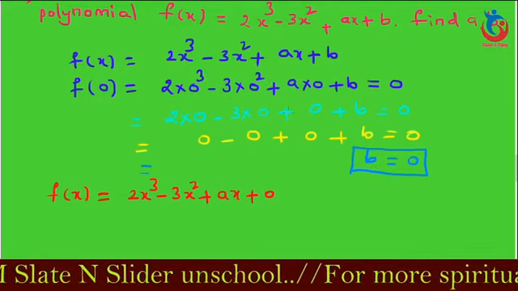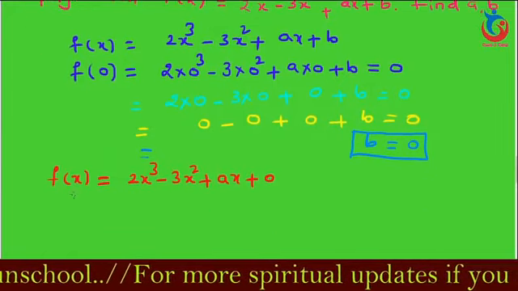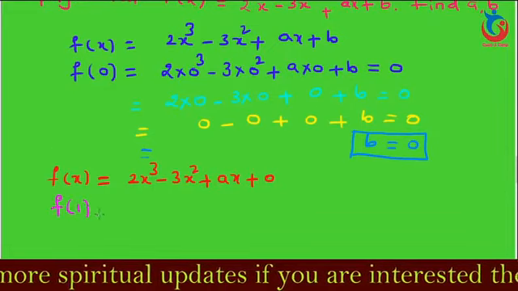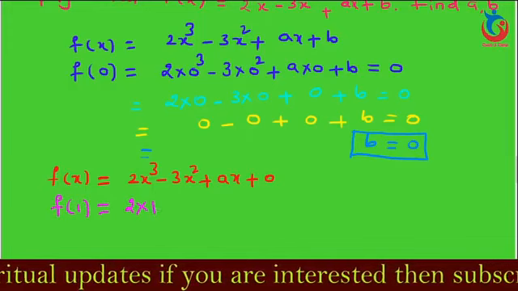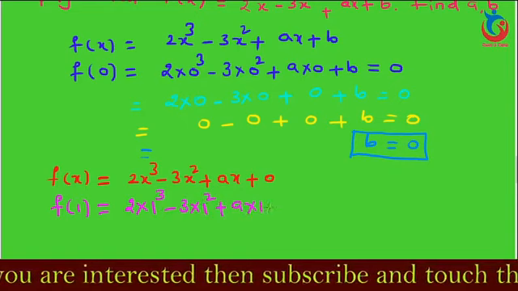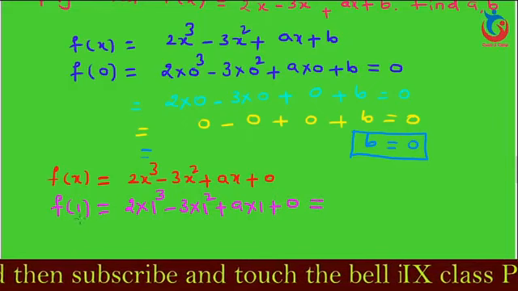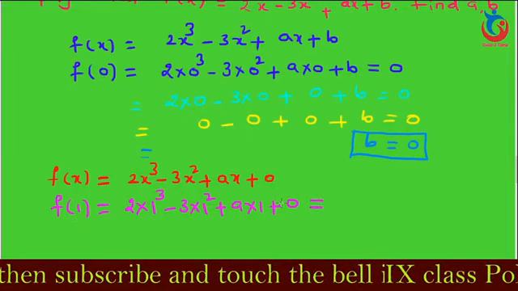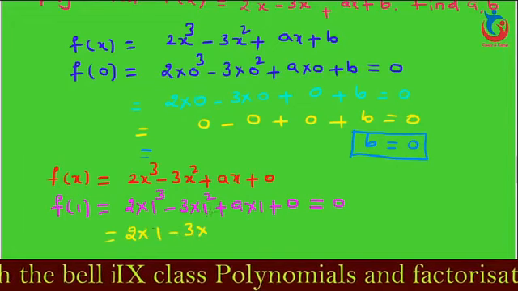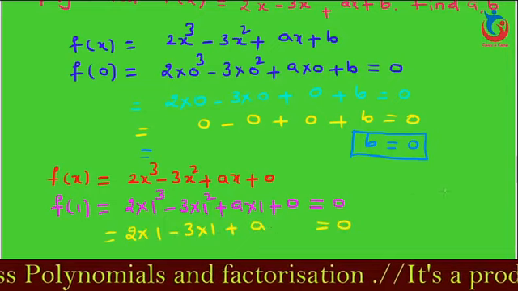Next, the second root is also given. The second zero is 1. So in this we substitute 1. So f of 1 is equal to, in the place of x write 1. No need to write this 0, but we write is equal to 0. So 2 into 1 cube is 2, minus 3 into 1 square is 3, plus a into 1 is a, plus 0 I won't write, is equal to 0.